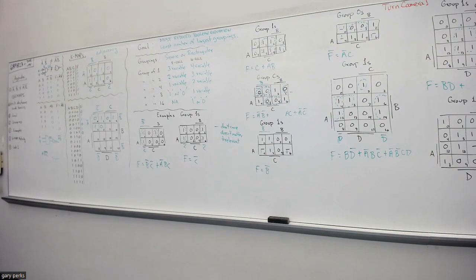Okay, so what would you do next? Can we group a 4 with 9 and 11 and something? Yep, exactly, because we can overlap. So we can do this 4 grouping. This one. Okay, and what are we going to get for a term here? AD.